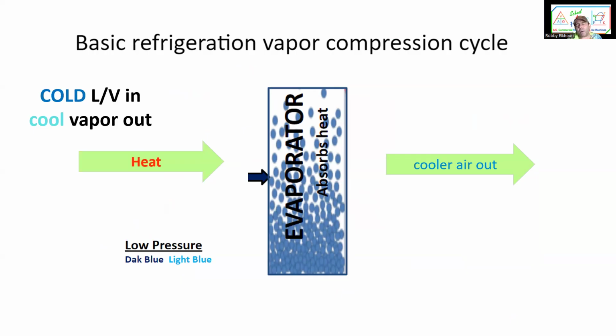The evaporator is located inside the house or inside the refrigerator. Its job is to remove the heat. In the evaporator, the refrigerant comes in as cold liquid vapor and goes out as superheated vapor, cool vapor out. And heat comes in: air enters the evaporator with heat in it, and air comes out with heat removed from it, or colder air out.